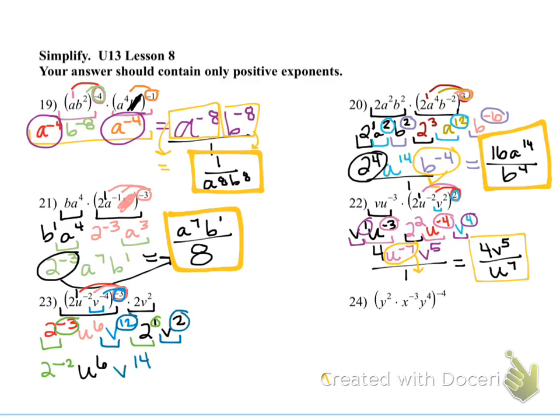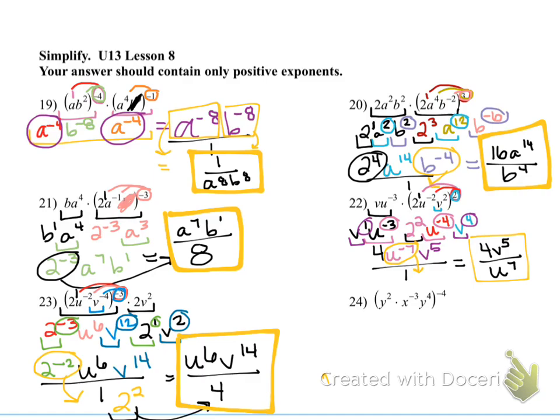Okay, remember this is all over 1, and our last step here is to take care of that negative exponent. So my negative exponent here is 2 to the negative 2. Let's bring it down, and that makes it 2 squared, which we know gets us 4. So my final answer here is u to the 6th, v to the 14th, all over 4, because again, 2 squared gets me 4. And that's my final answer for number 23.